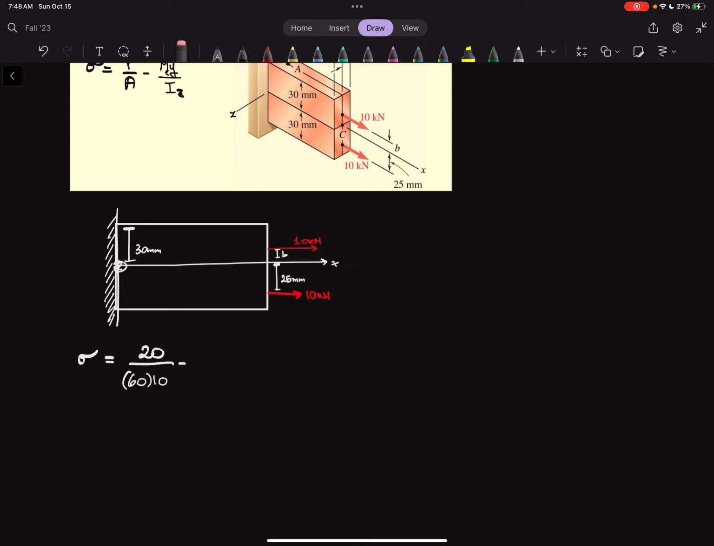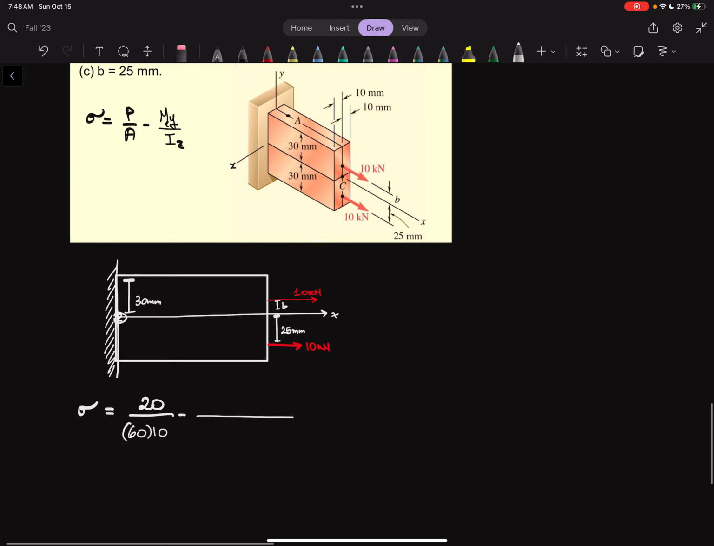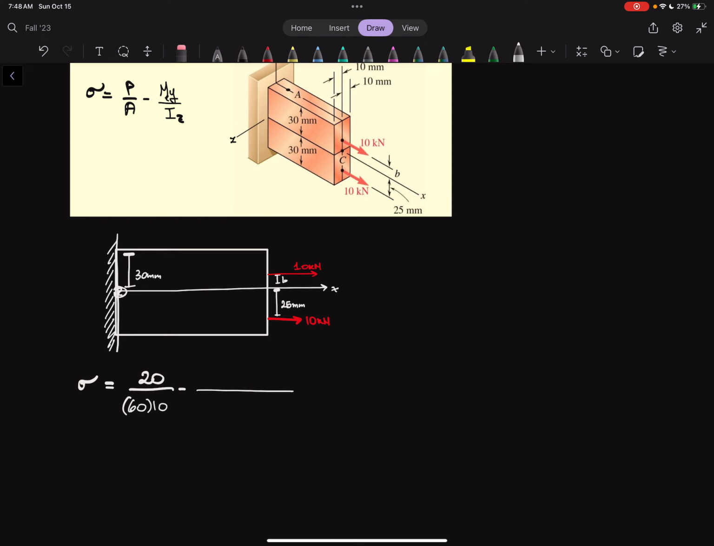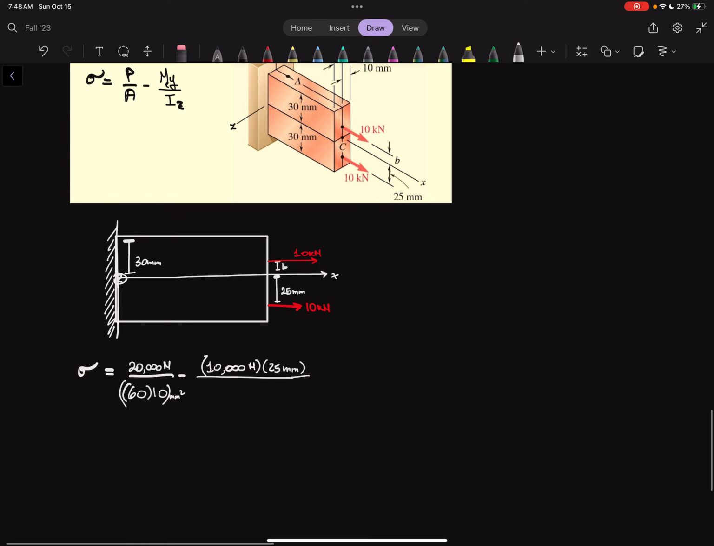So we'll convert everything to meters. Let's see if that's a good idea, because we have kilonewtons over millimeters squared. So actually, we'll keep it like that. Newtons, and this is millimeters squared. And here we're going to have our moment, which is 10 kilonewtons, so 10,000 newtons times 25 millimeters.